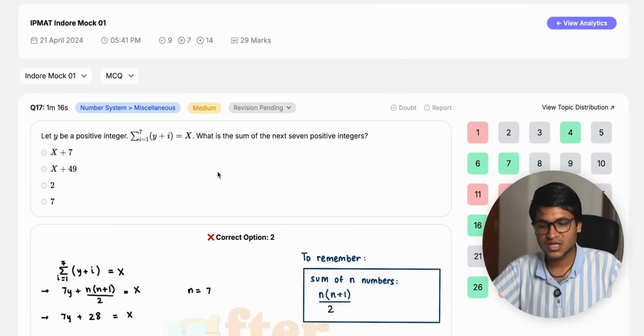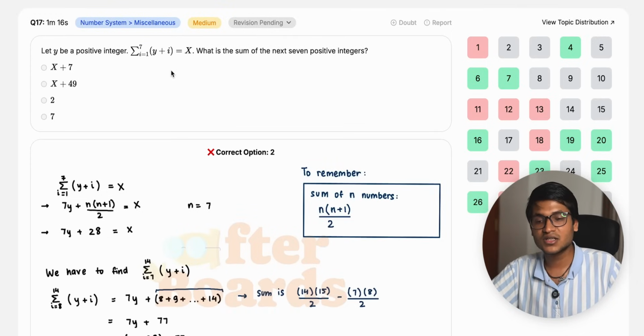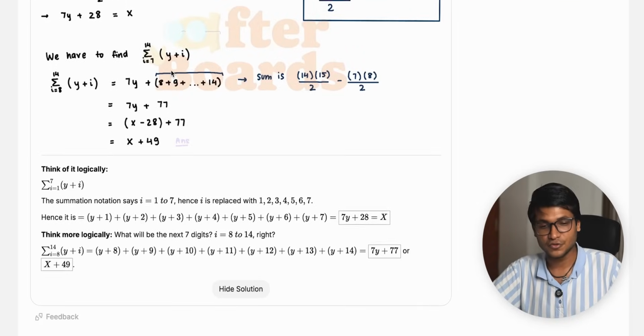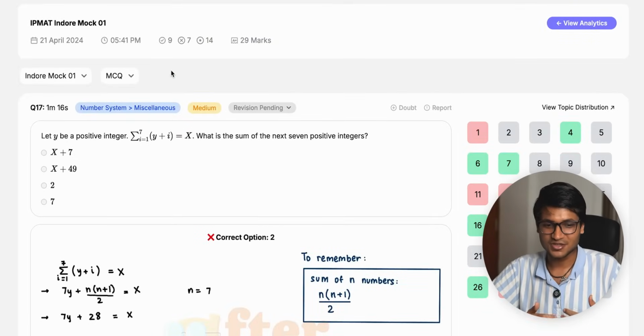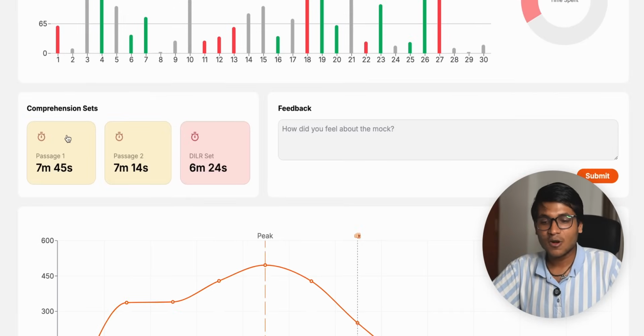For example, this. They spent 1 minute 16 seconds. Perhaps if they spent a little more time or even did it manually, instead of spending 4 minutes there, they would have gotten a plus 4 mark. And that is our entire project. Going back over here, we have our comprehension sets and the time spent. Again, we have green flags and red flags accordingly.